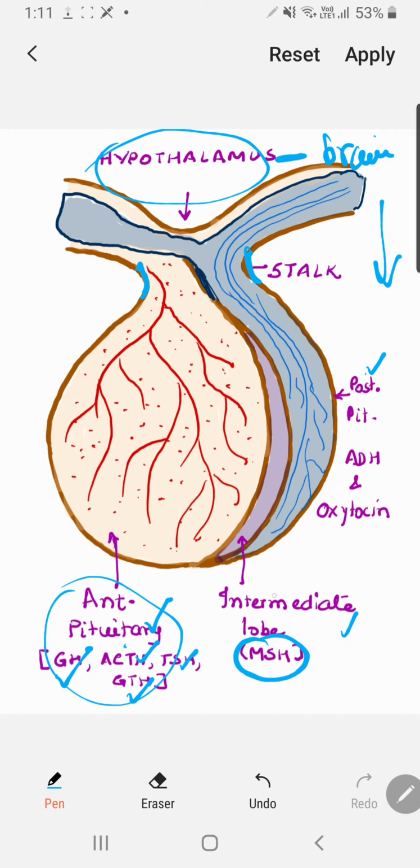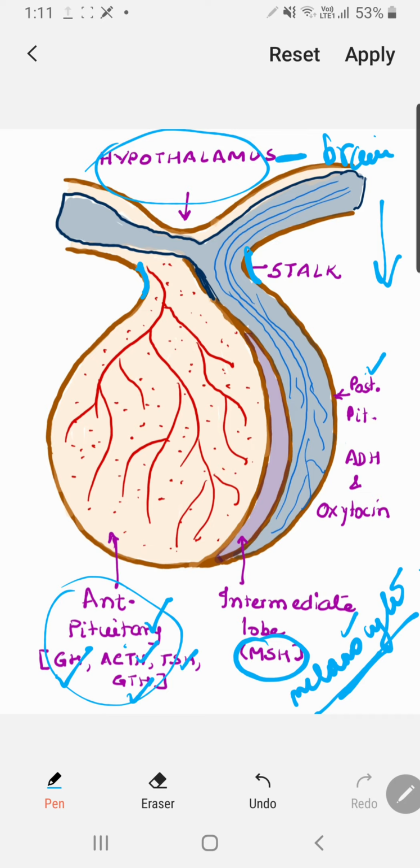Fine. Come to MSH. MSH is a melanocyte stimulating hormone. Now, melanocytes are the cells of your body basically present beneath the skin, and these are the pigment producing cells which release the color melanin, the pigment melanin. When these melanocytes are stimulated, they will release more melanin. When they are not stimulated, they will release less melanin, right?